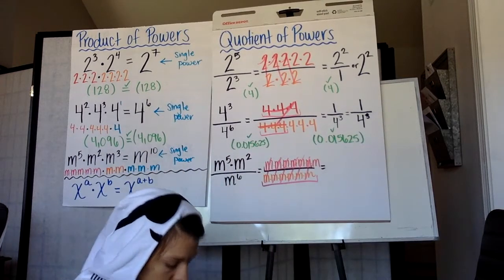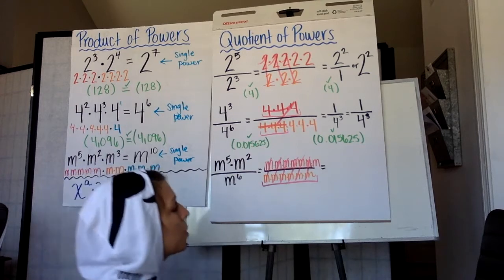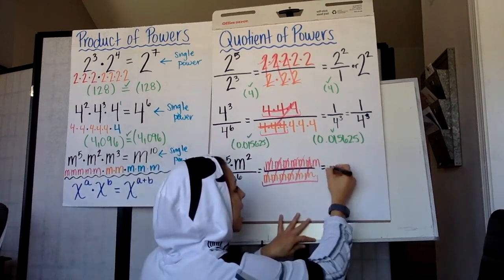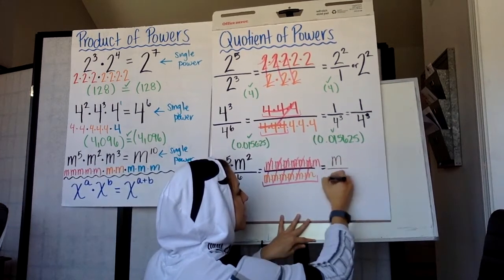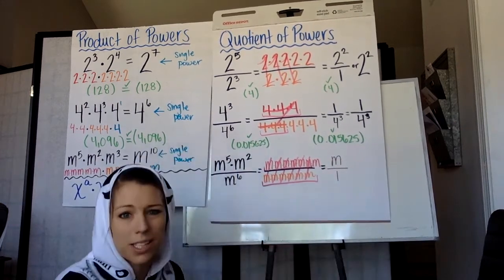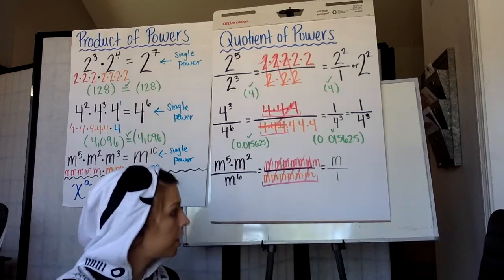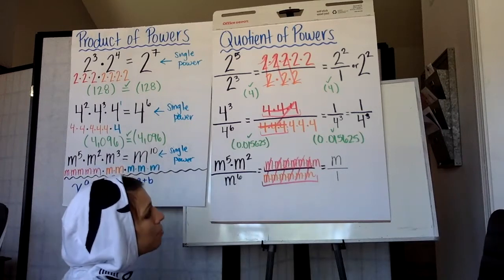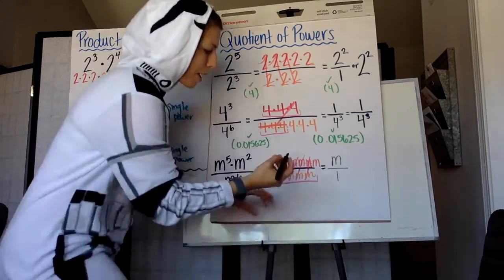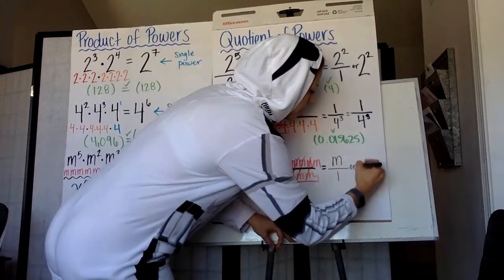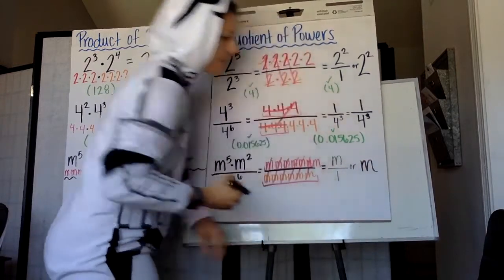And then the final question is, what do we have left? Well, in the numerator, we have an m. And in the denominator, we just have a bunch of 1s, which means we just have 1 left over. And what's m divided by 1? Well, m divided by 1 is just m.